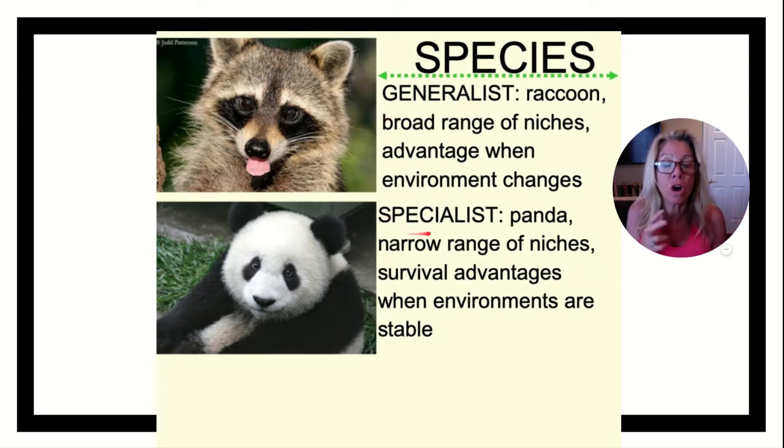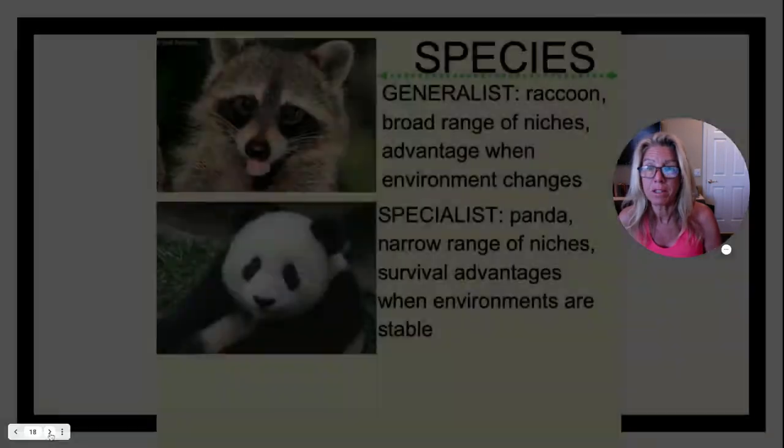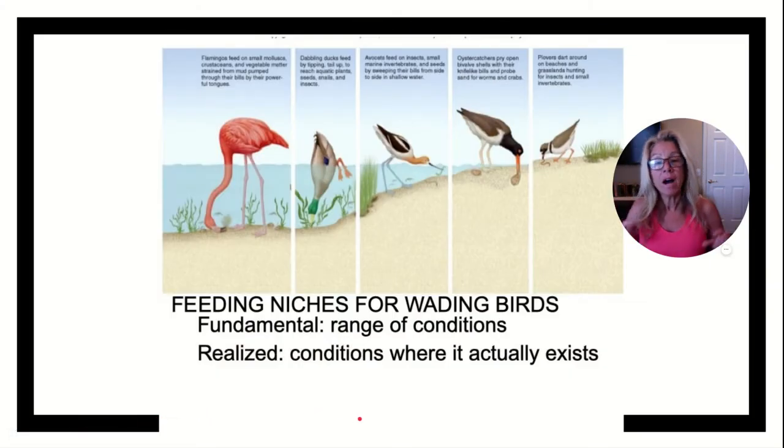Our specialists are most threatened because they have a very, very narrow range of niches. And so when the environment is stable, they survive and do well, but they're most susceptible to changes that might happen. So specialists have a limited diet, tolerate small changes, very, very specific, whereas a generalist can live in a broad range of niches. So varieties of conditions. So these are the ones that become threatened, right? The specialists.